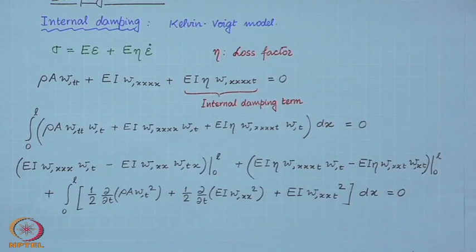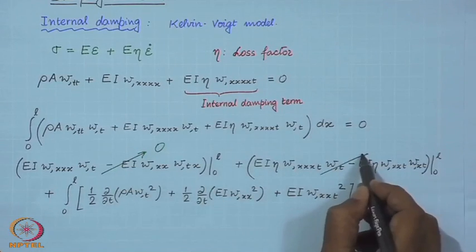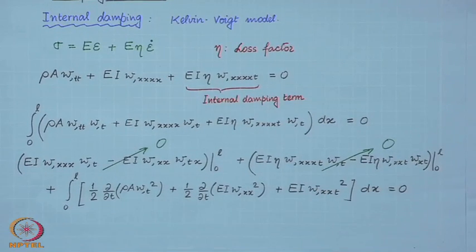Now, if you use the boundary conditions, say for example, in a simply supported beam, then at L the velocity must be 0, and the bending moment must be 0. So, this term will vanish, similarly this term will also vanish. So, using the boundary conditions you can show that these boundary terms will actually vanish. So, therefore, we are left with this integral equal to 0.